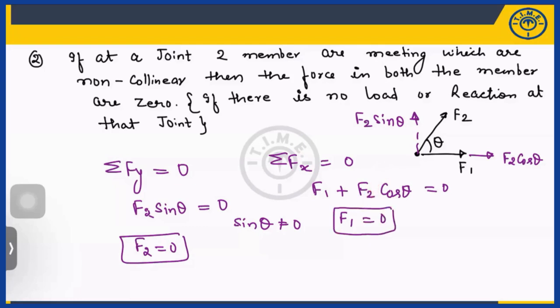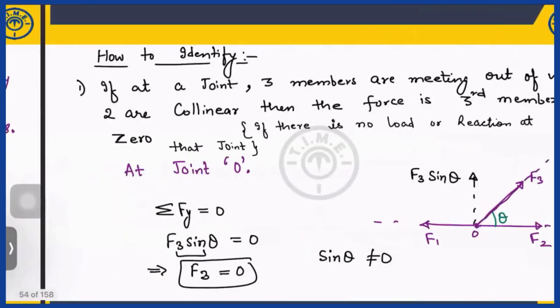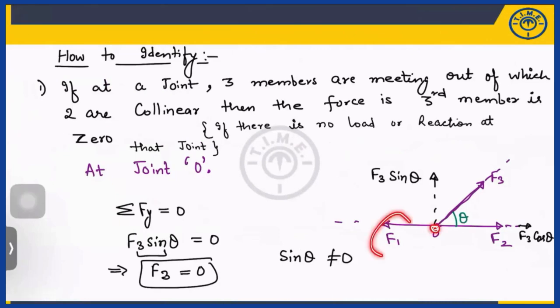Very, very important point. So two points I have discussed. When two members are meeting, out of which they both are not collinear, if there is no load acting at this joint, force in both the members will be 0. If three members are meeting, out of which two are collinear, then the force in the third member will be 0.